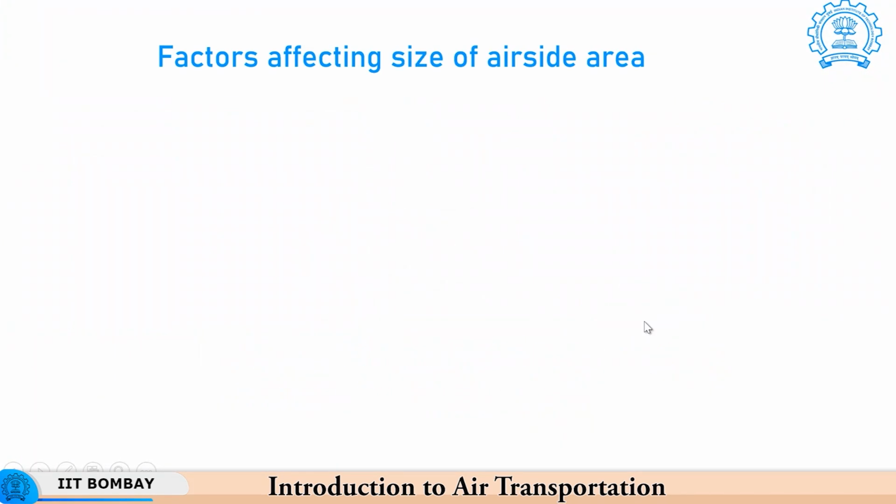Moving ahead, let us look at what are the factors that affect the size of the airside area of an airport. The first and foremost factor is the number of runways, the number of taxiways and the aprons which are required to be built at an airport. Obviously, you may have only one runway, or you may have 5, 6, 7 runways. The largest number of runways at any airport in the world, as we shall very soon see, is at Chicago O'Hare Airport, which has 8 independent runways.